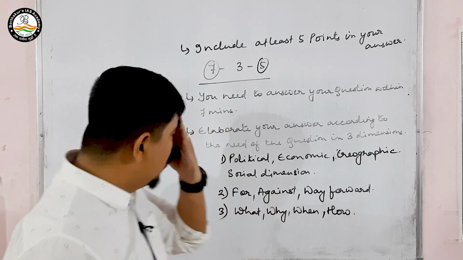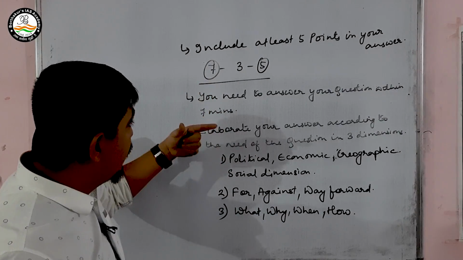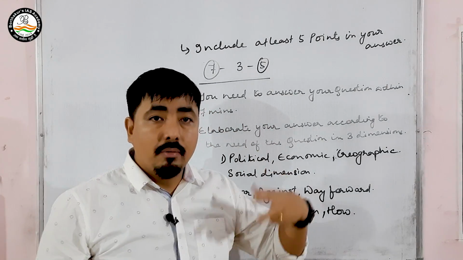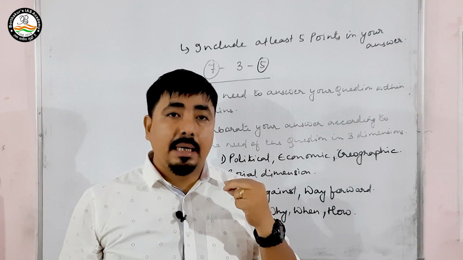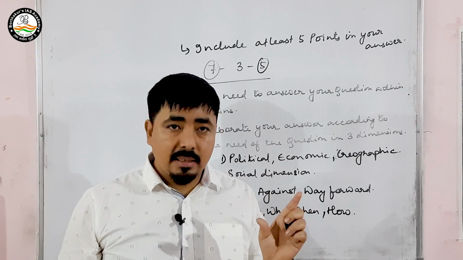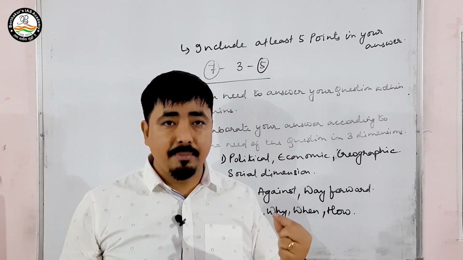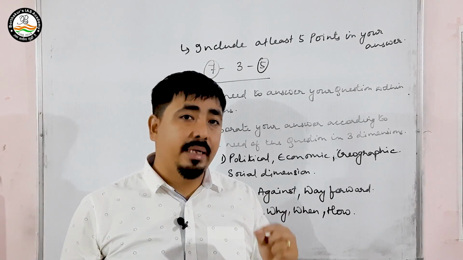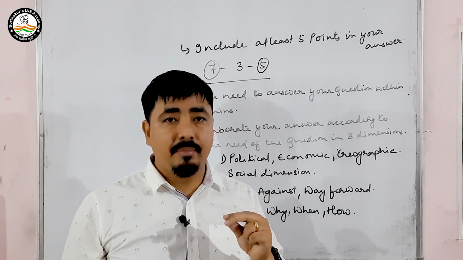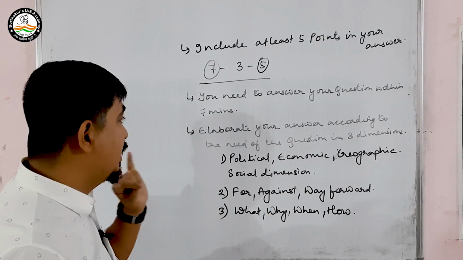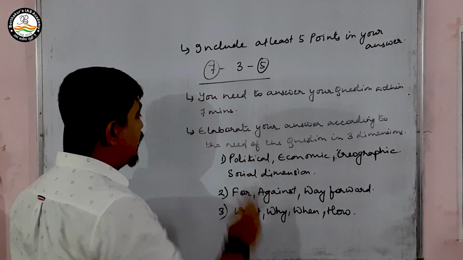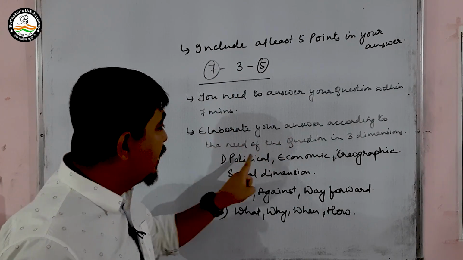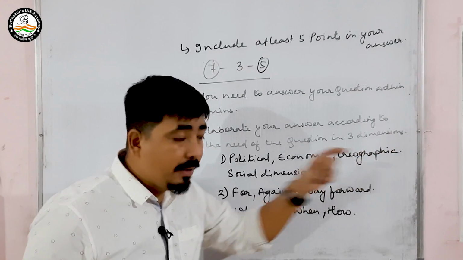So 7 means that you need to answer your question within 7 minutes. Always try to answer a question of 10 marks below 7 minutes or within 7 minutes. If it is a 15 marks question, then you need to complete that answer within 11 minutes or below 11 minutes. So this is the first thumb rule. Then the third, basically 3, it means elaborate your answer according to the need of the question in 3 dimensions.